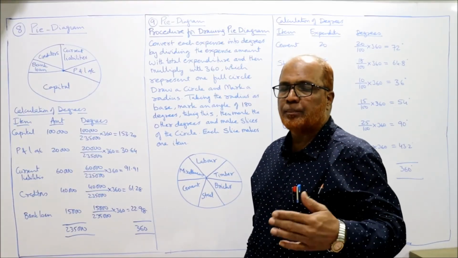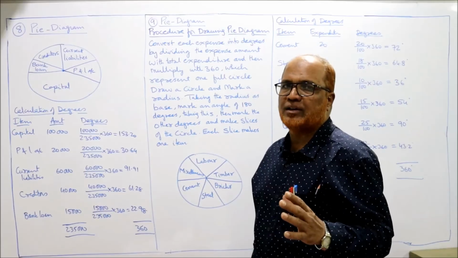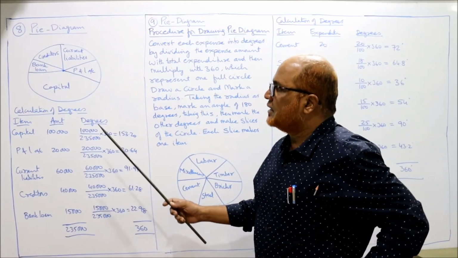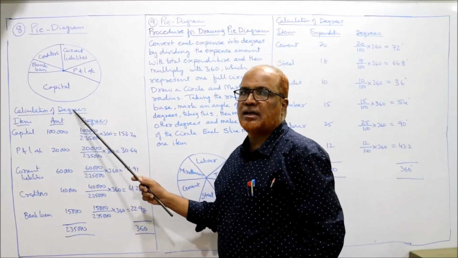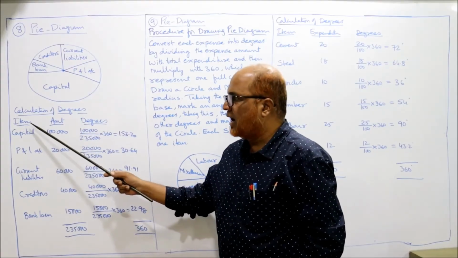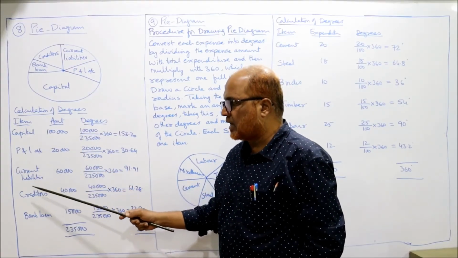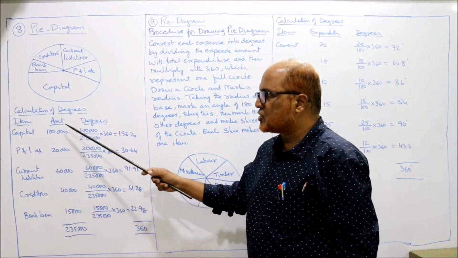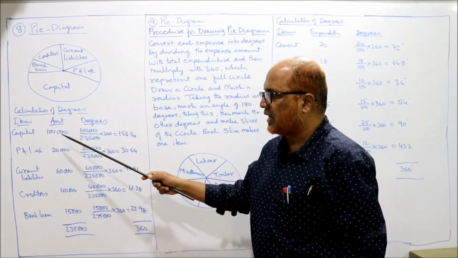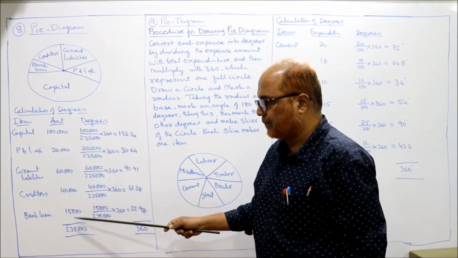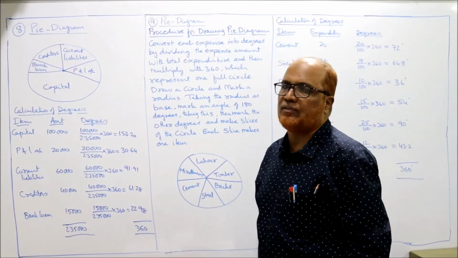So already in the previous problem we have discussed what is pie diagram and how to draw it. Then see here. First of all, we have to calculate the degrees, calculation of degrees. Items are given capital, P&L account, current liability, creditors, bank loan. For each of the item, expenditure is given in the problem. 1,00,000, 20, 60, 40, 15. Total expenditure is 2,35,000.